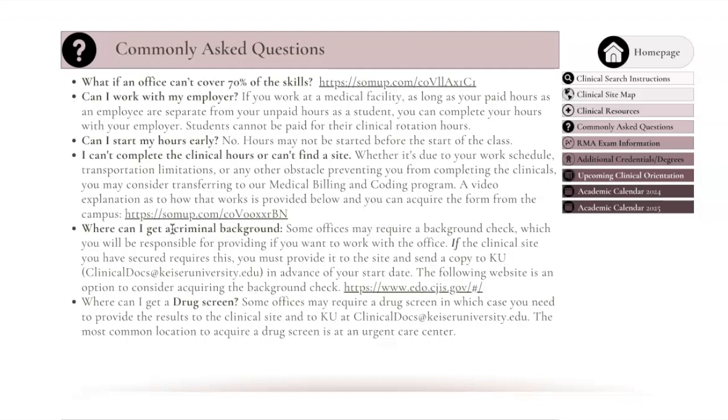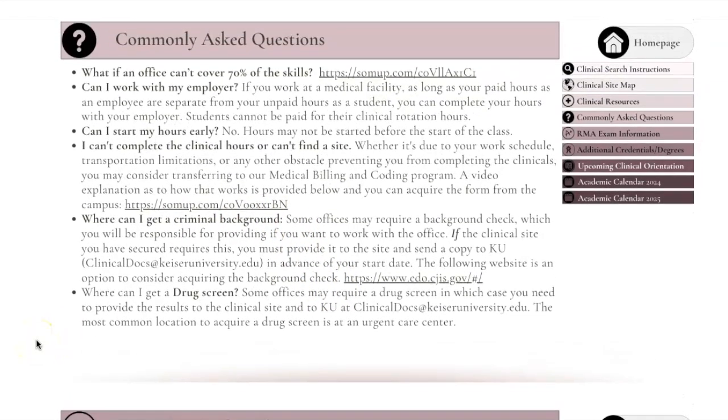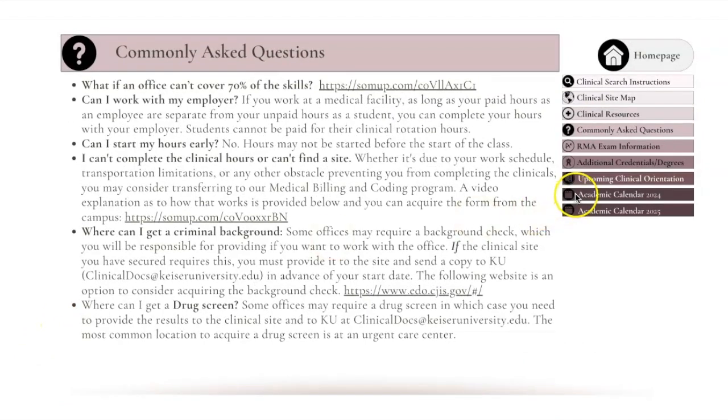What happens if I have an office that doesn't meet the skills? Can I work with my employer? Lots of different questions that you might run across. So it's great to peruse this page before you get started. And then, of course, there is a link to the upcoming clinical orientations. As I mentioned, those happen every term. The join link will be found here. It also gets posted in your core classes and sent out by email.